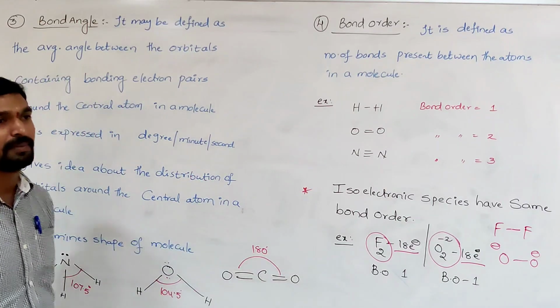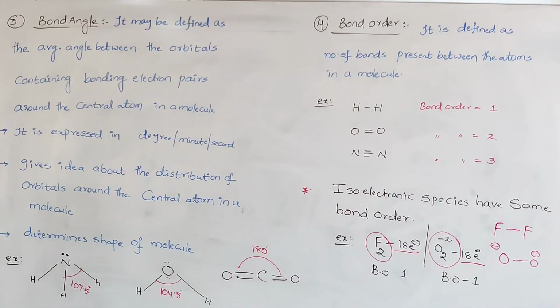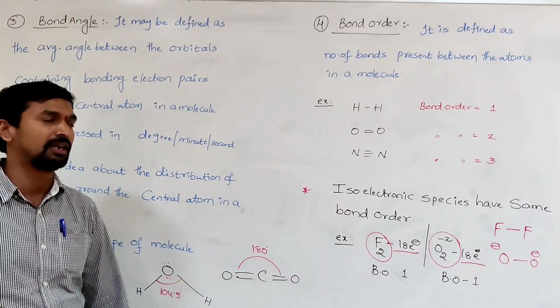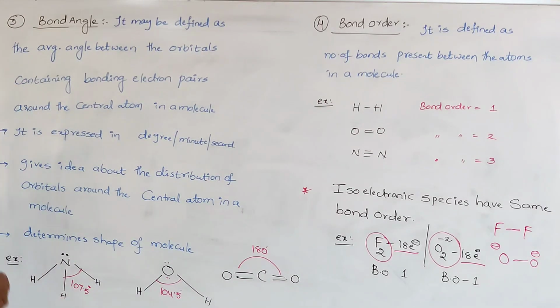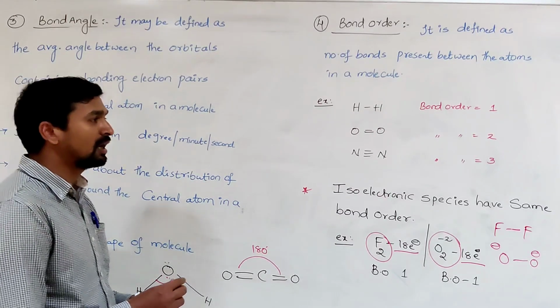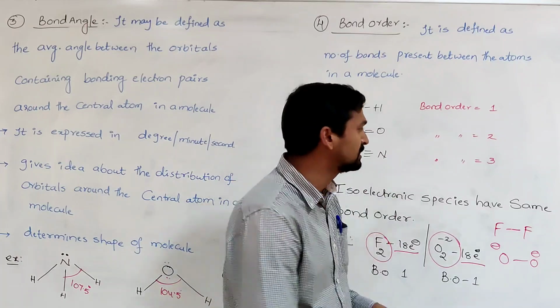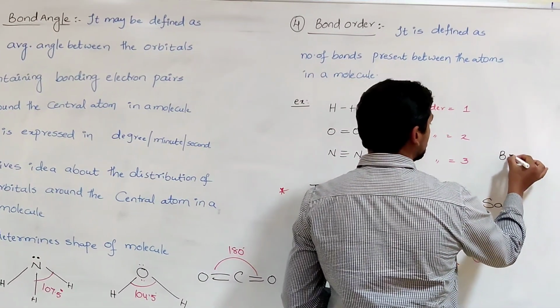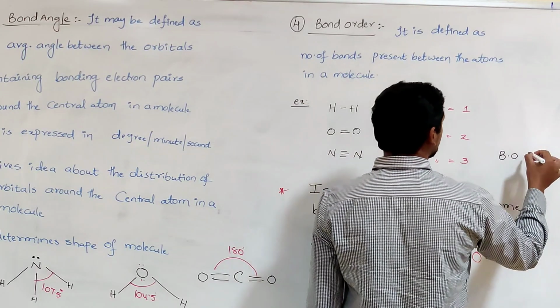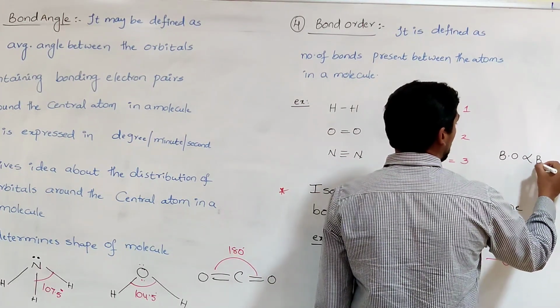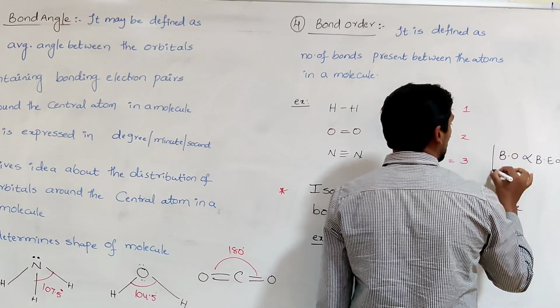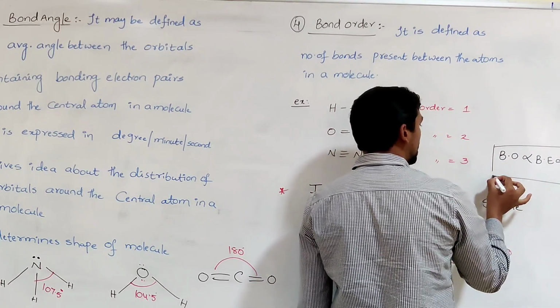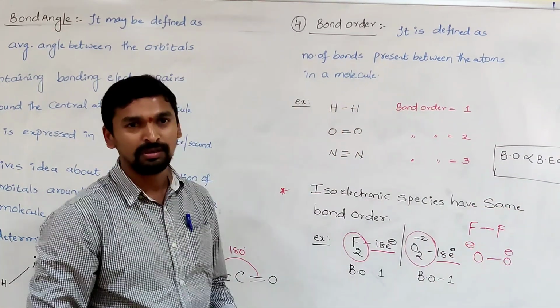So these are the four parameters which characterize the covalent bonds present between atoms in molecules. One is bond length, the second is bond enthalpy, the third is bond angle, and the fourth is bond order. From all these, one more important conclusion, which is very important for answering many questions: the bond order, represented as B.O., is directly proportional to bond energy and inversely proportional to bond length.